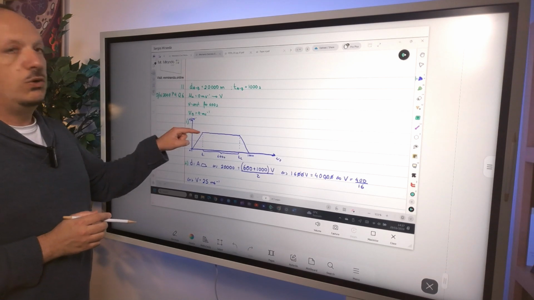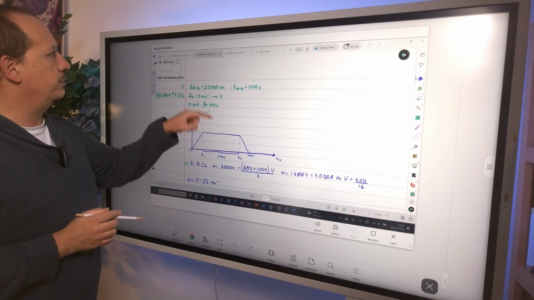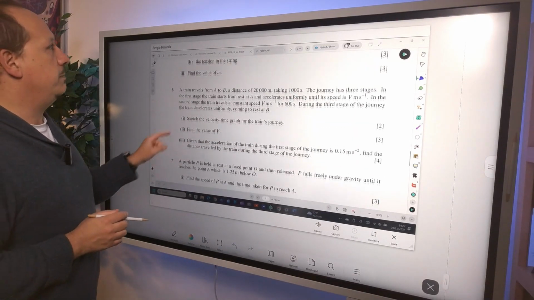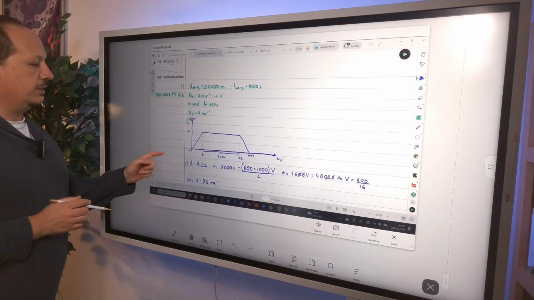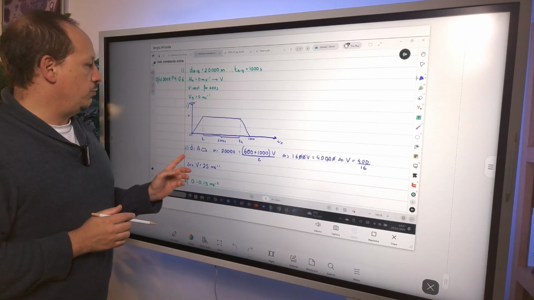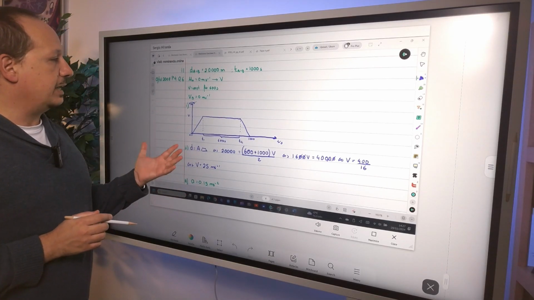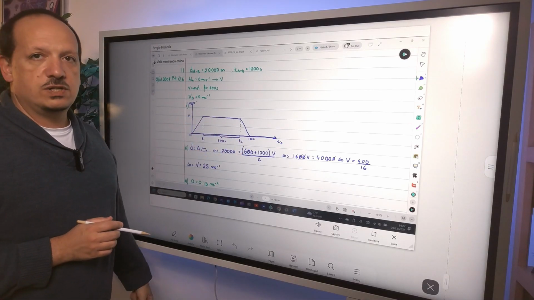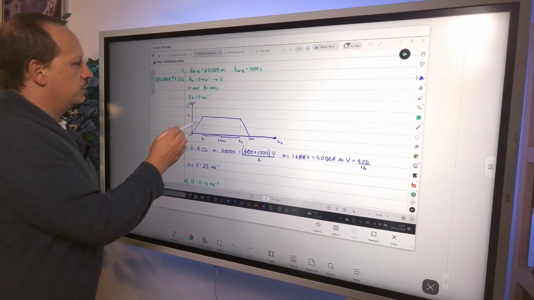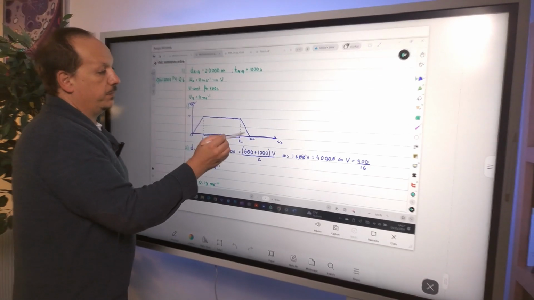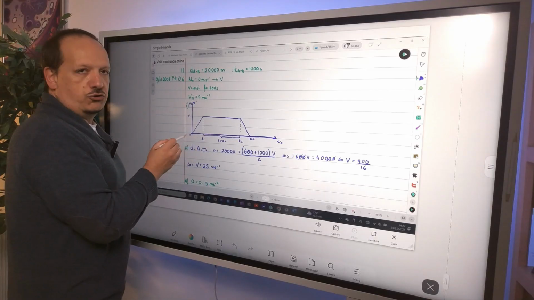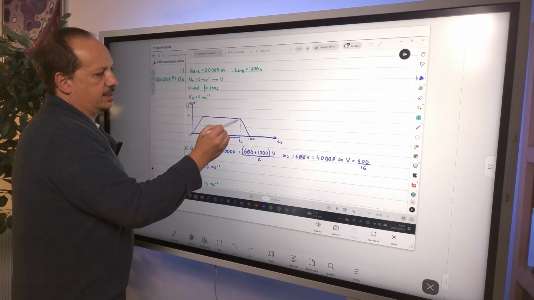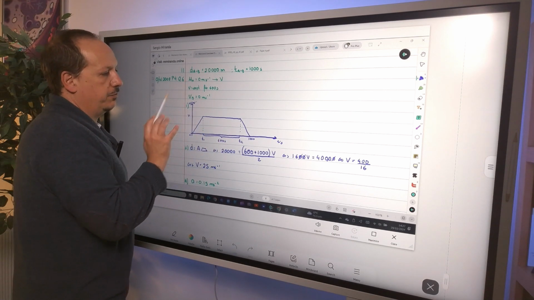You also don't know yet what this constant velocity is. But next question, find the value of v. In order for you to find the value of v, you need to use the fact that you know the total distance. It tells you it was 20,000 meters. So you use the area of this shape, which is a trapezium. So smaller side plus bigger side times the distance between them divided by 2.